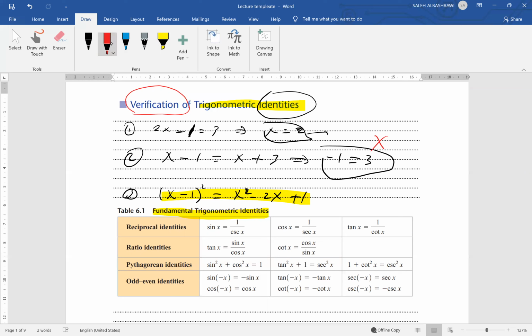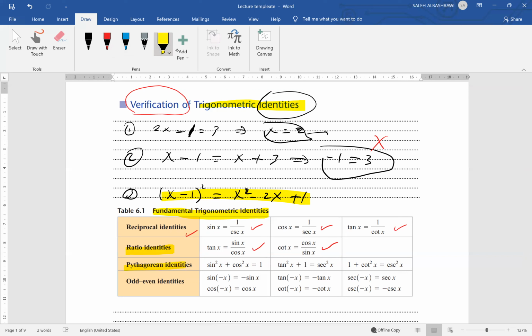First type is reciprocal identities, which is sine x equal to 1 over cosecant of x. Cosine x equal to 1 over secant of x. Tangent of x equal to 1 over cotangent of x. These are the reciprocal identities. Ratio identities. For tangent, it is sine over cosine. For cotangent, it is cosine over sine. Sorry, these are the ratio identities.